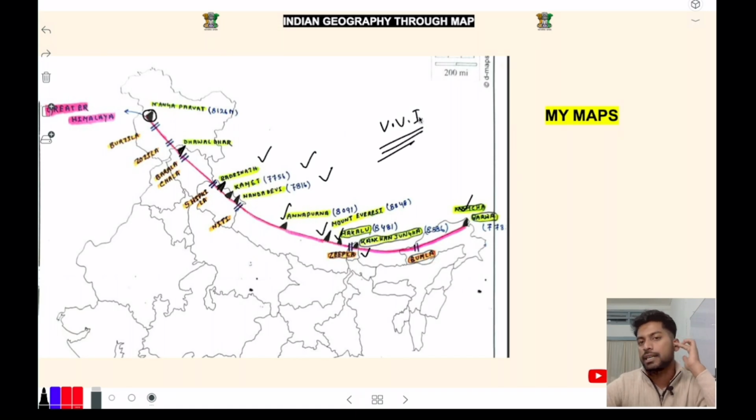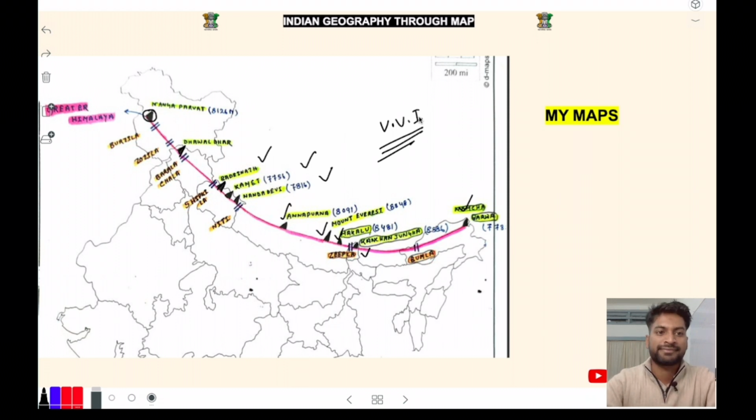If I ask you Makalu is in which country, you have to say Nepal. If I ask you where is Davaldhar? Himachal Pradesh. If I ask you Namcha Barwa, Arunachal Pradesh. Got it? Did you understand? You have to understand all of those. Okay? Let's go.